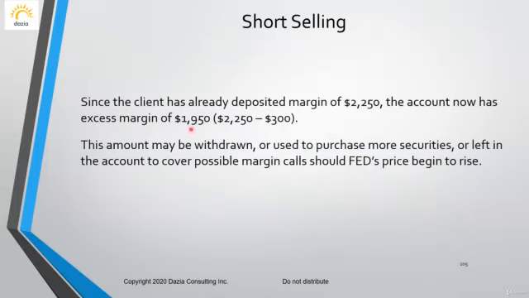So there is $1,950 available. This money may be withdrawn, or may be used to buy more securities, or it's left in the account to cover the margin calls. This way, if the price goes down in the short sale, you as an investor will have a benefit.